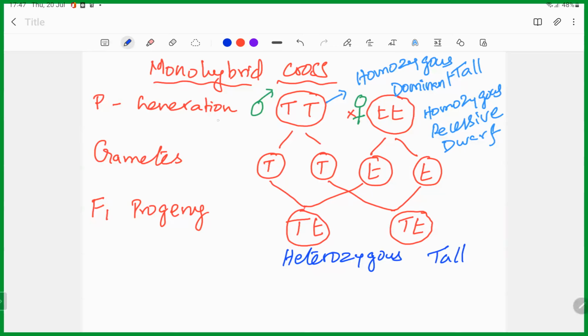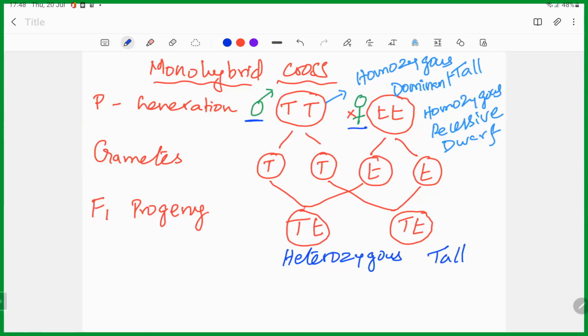Look at that. This symbol represents male plant. This symbol represents female plant. So this is the genetic description TT. What does this represent? Homozygous dominant tall plant. Another one is crossed with homozygous recessive dwarf plant. Why is it homozygous, Hari? Because both the alleles are of same type. Homo, similar type of alleles. Capital T, capital T. Here small t, small t. Capital T is dominant.